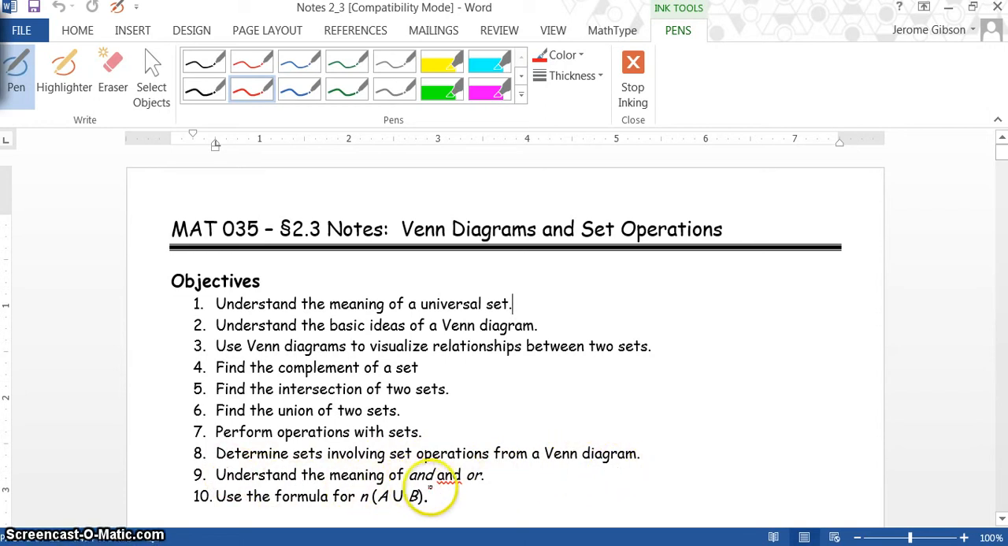Understand the meaning of and or. Use the formula for N of A union B.